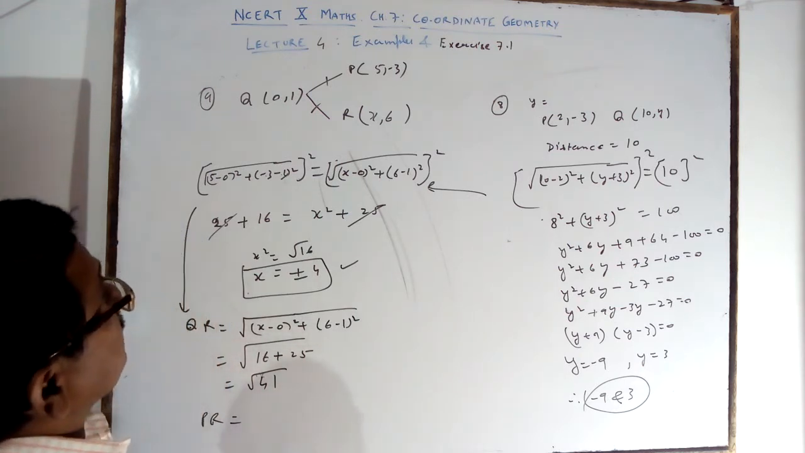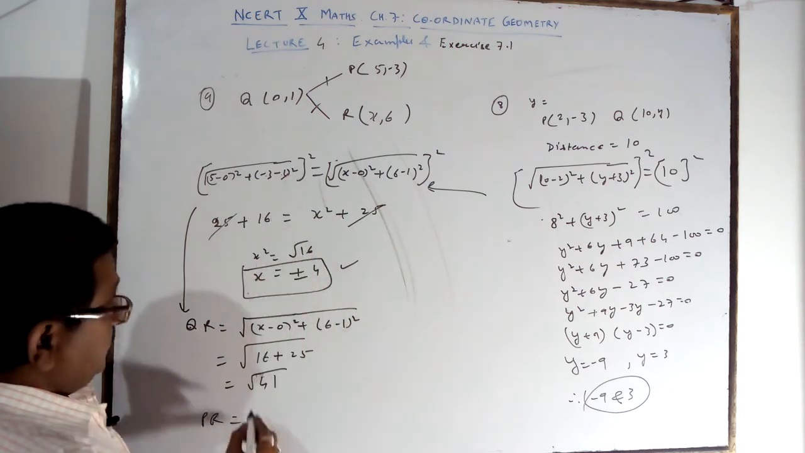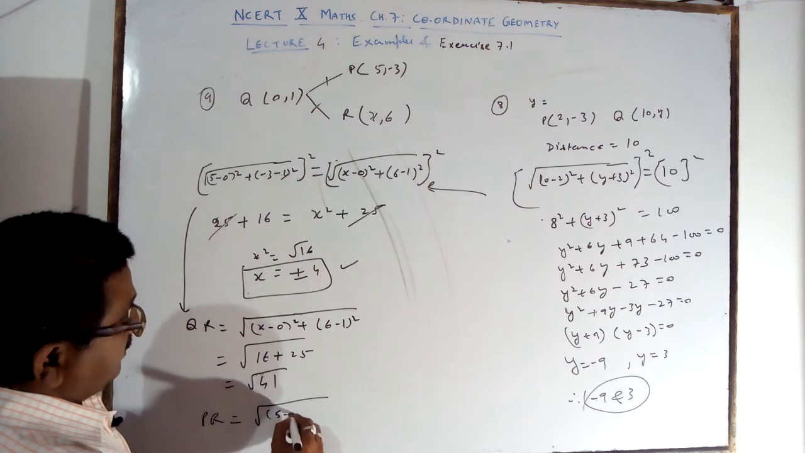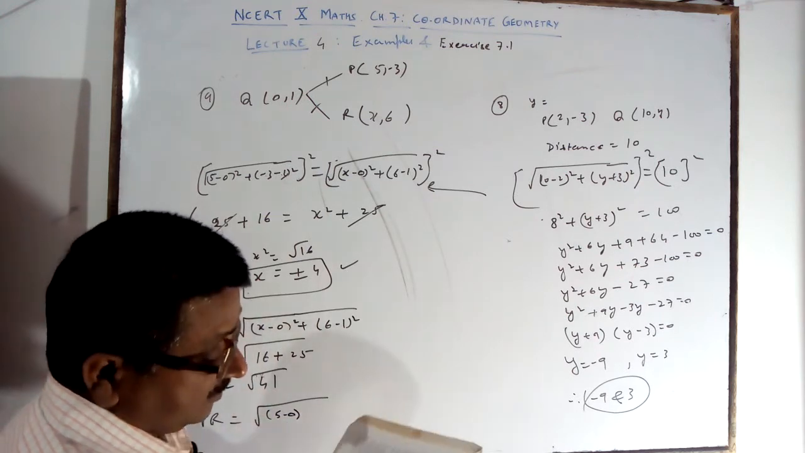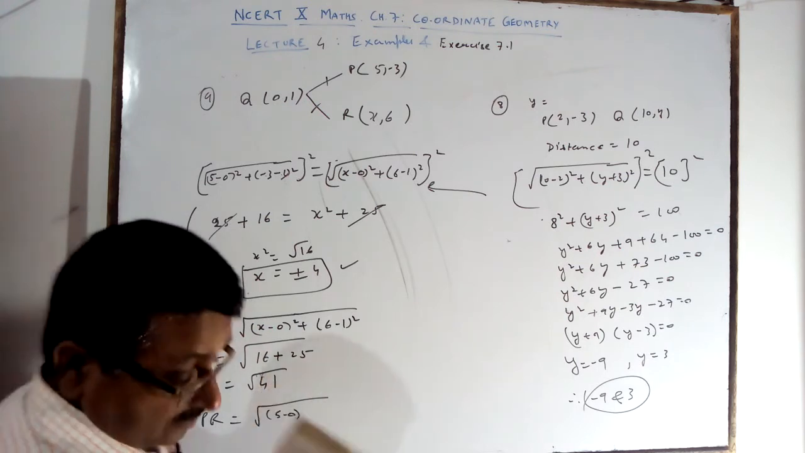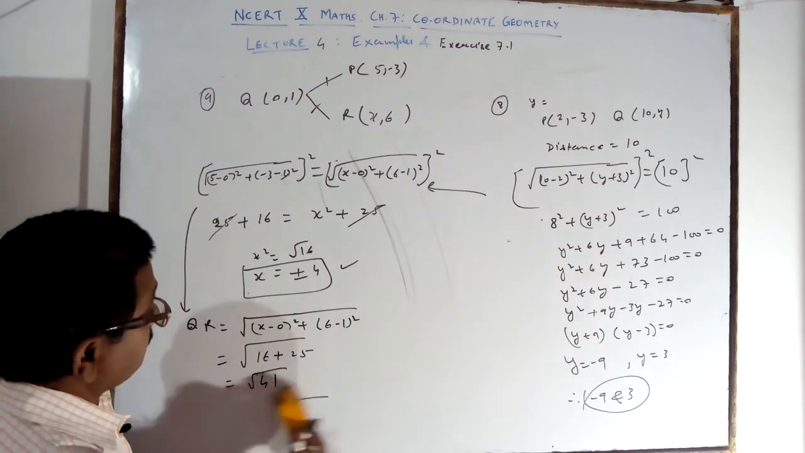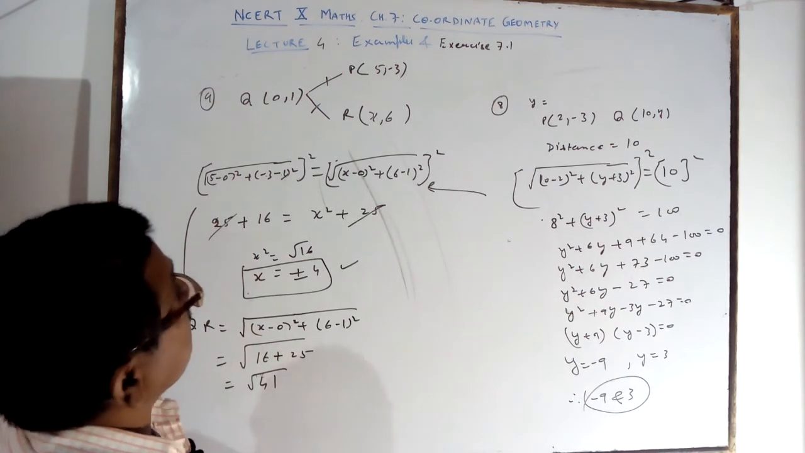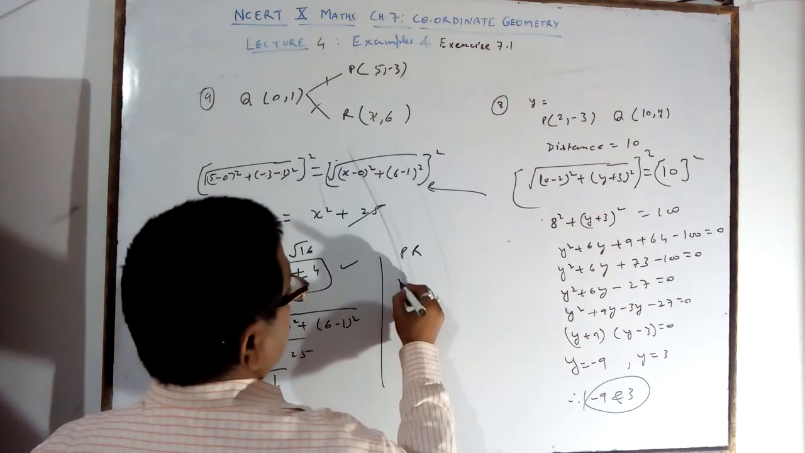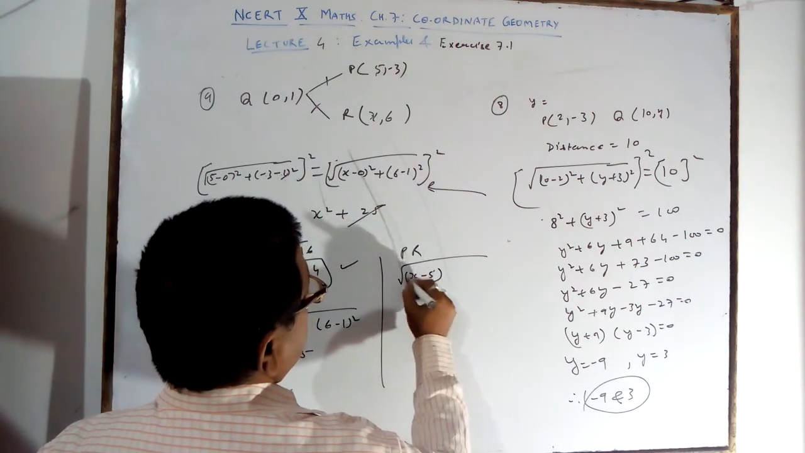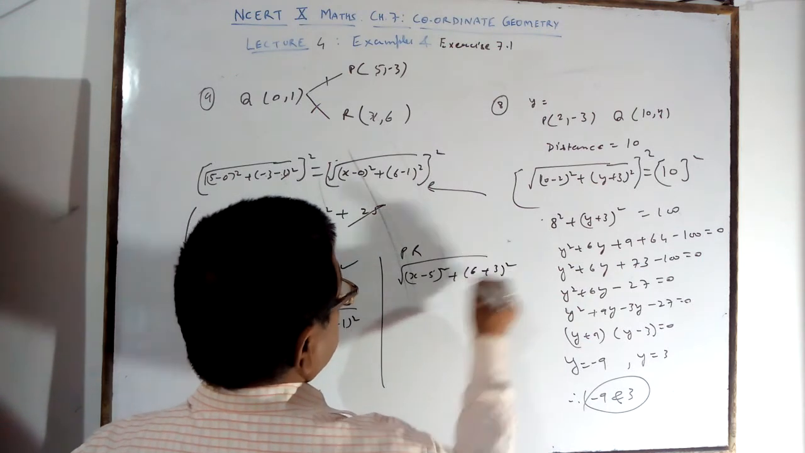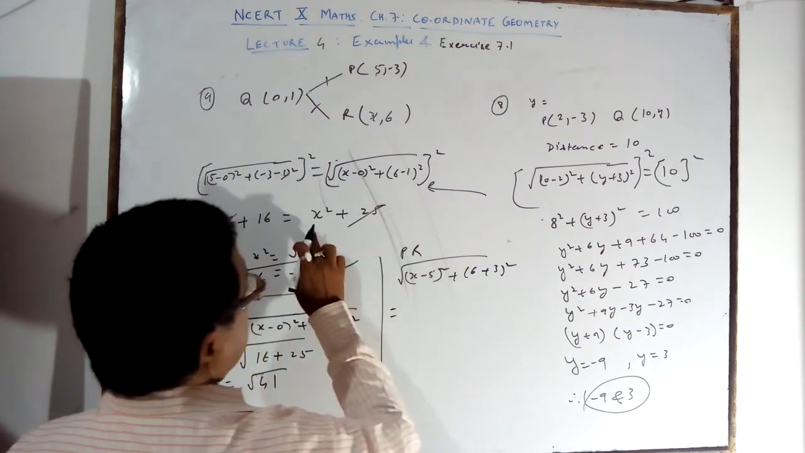QR and PR you find out. PR is equal to root of (x minus 5) whole square plus (6 minus 3 plus 6 plus 3) whole square, that is (x minus 5) whole square plus (6 plus 3) whole square. So what is x? Plus minus 4.